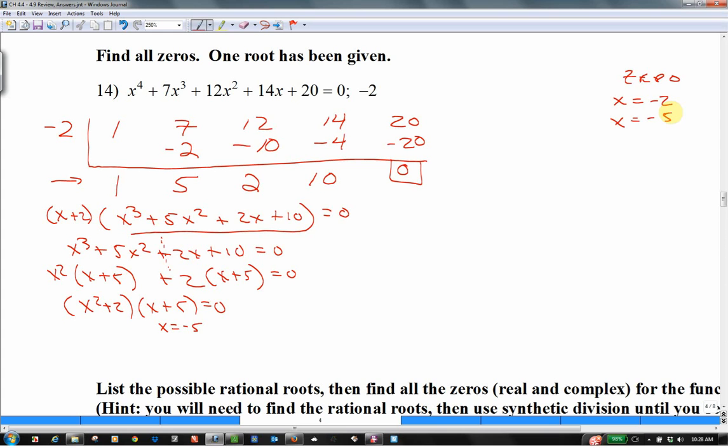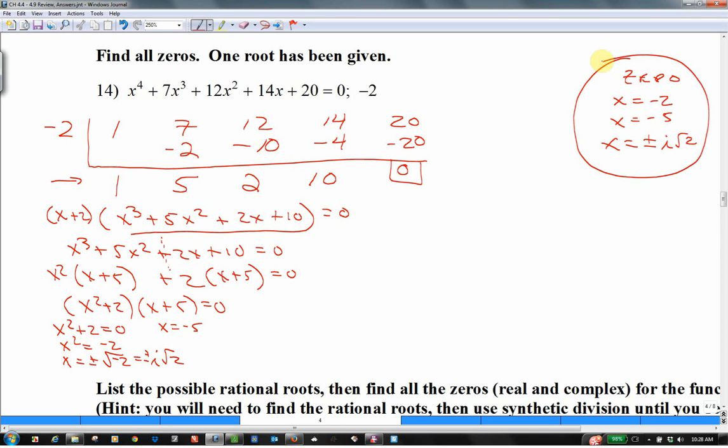And then I have to find the zeros for x squared plus 2. So what makes that go to 0? If I take the square root of both sides, x is equal to plus or minus the square root of a negative 2, which would be i times the square root of 2, plus or minus. So my final zero would be x is equal to plus or minus i times the square root of 2, and there would be 4 zeros total.